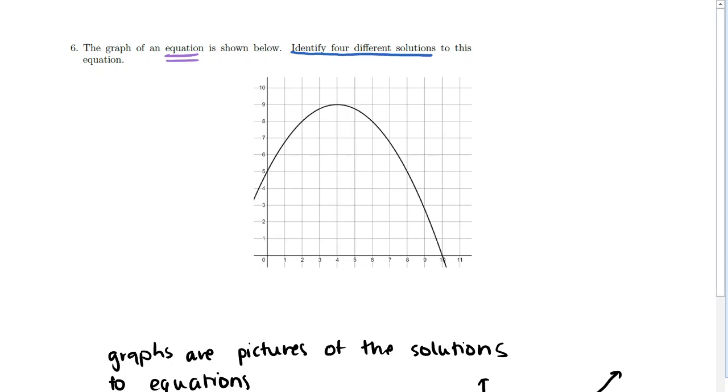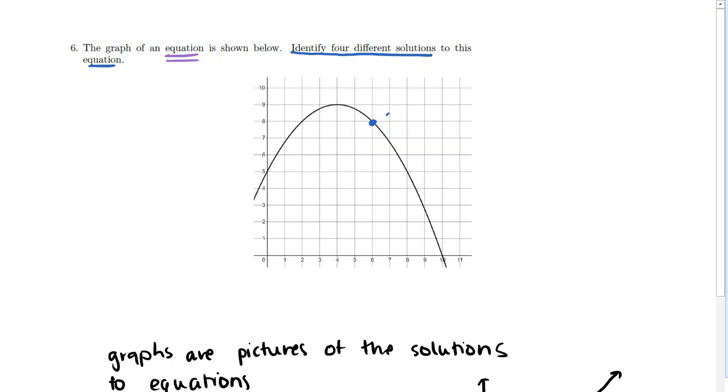A graph is a picture of the solutions, and so if I want to identify 4 different solutions to this equation, well, here, these are really just asking me to identify some points on this graph. Those are going to be solutions to whatever the equation is, even though we don't know it. And so here, let's just pick a few points. One point that really stands out to me is, well, there's nothing really special about this point, but maybe let's just identify it. The easiest ones we can really point out are the ones where the grid lines cross.